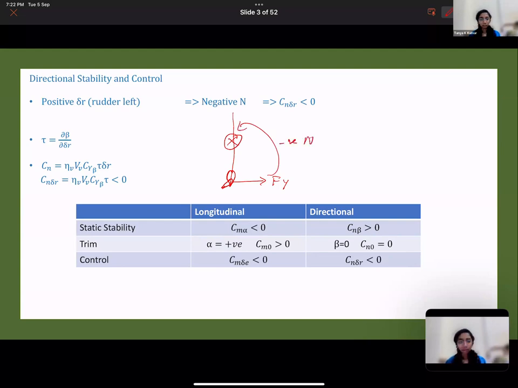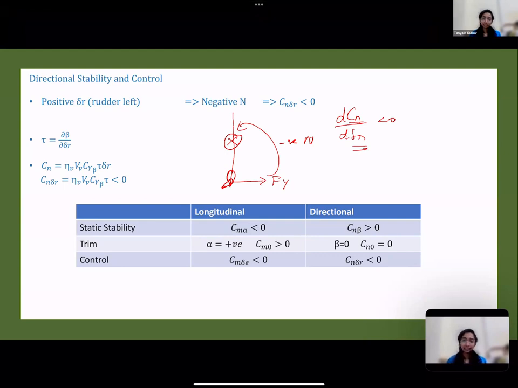negative yawing moment. Okay. So dCn by d delta r is less than 0. For positive rudder, the moment produced is negative, which is why Cn delta r is negative. All right. Now, similar to the longitudinal case, you have tau, the control surface effectiveness parameter. Here it is dou beta by dou delta r. There it was dou alpha t by dou delta e.